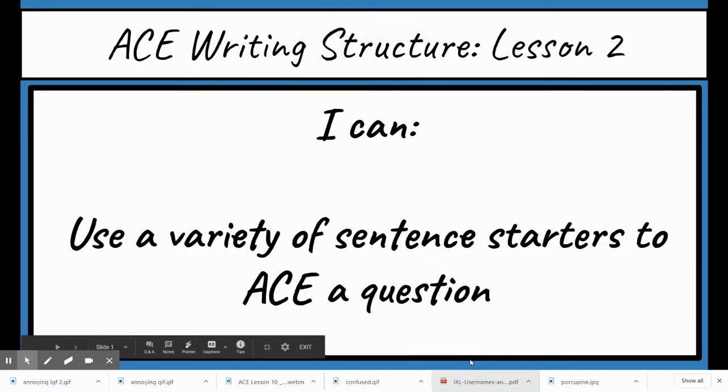All right, thinkers, we have pushed ourselves as scholars. We now know that ACE is a strategy that can help us strengthen, develop, and show our thinking. So, no matter where we are, whether we're at school or at home, we want to be able to express our point of view clearly. We want to ace our responses by providing evidence to support our answer and elaborating thoughtfully. So, by the end of this lesson, I want you to be able to use a variety of sentence starters to ace a question.